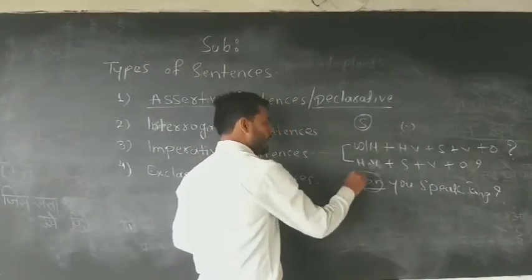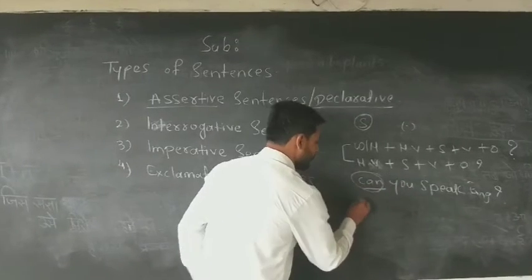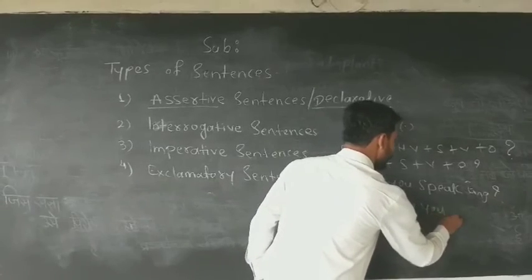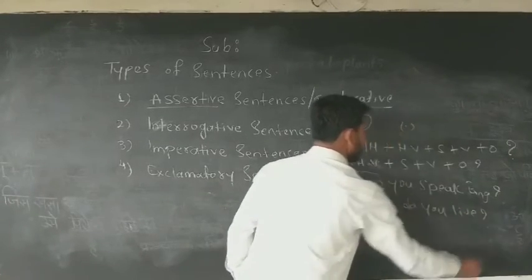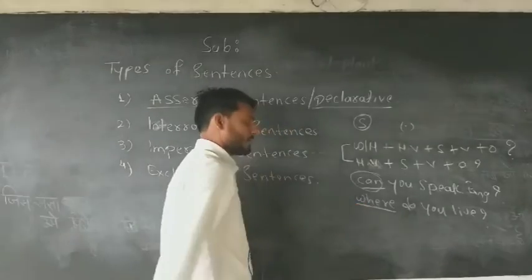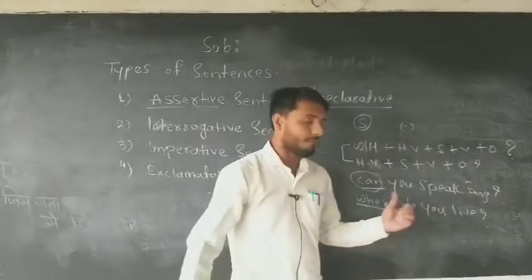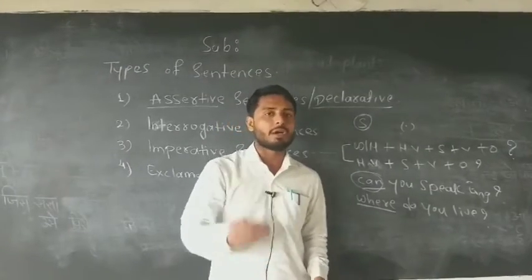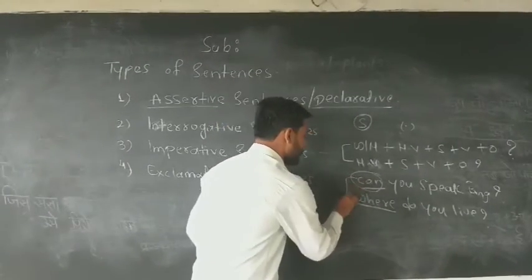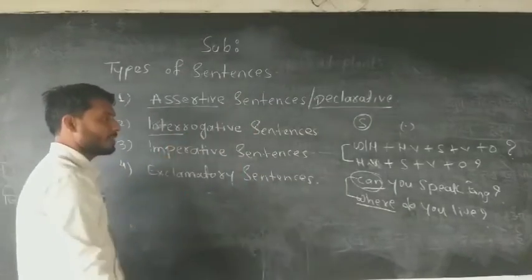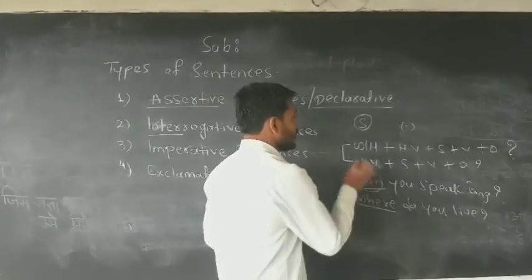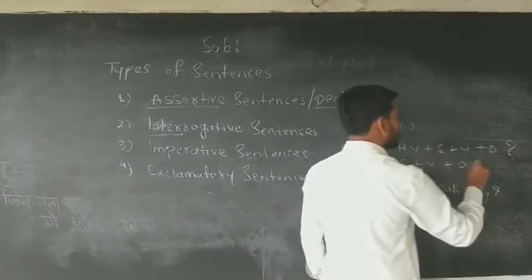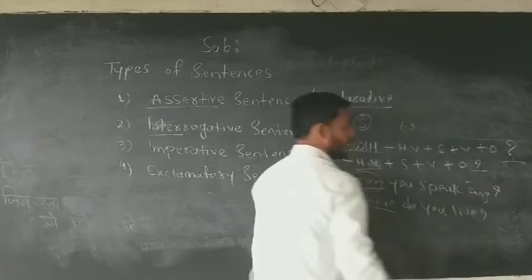In another way I will ask the question, "Where do you live?" In this sentence I use "where." This is a WH type sentence, and if I ask this question, you will give me a long answer. These both are interrogative sentences. Boys and girls, remember two things: interrogative sentences start with WH or a helping verb, and at the end of this sentence we will use a question mark.